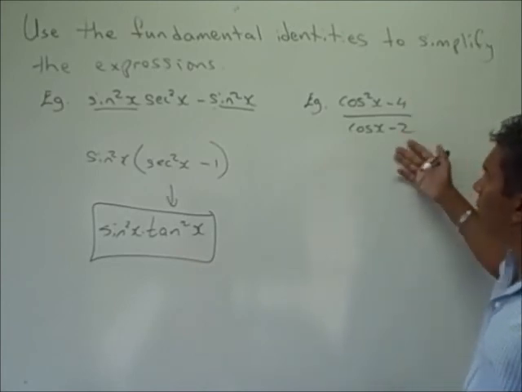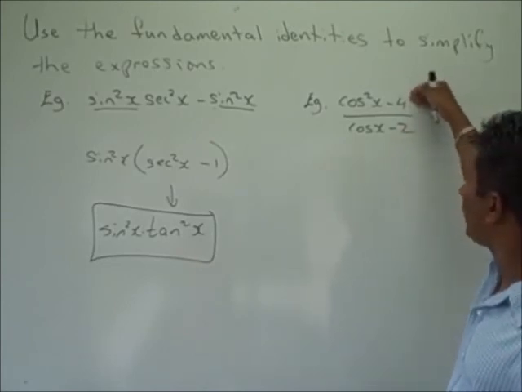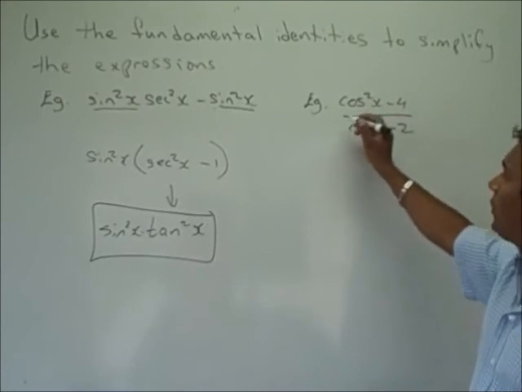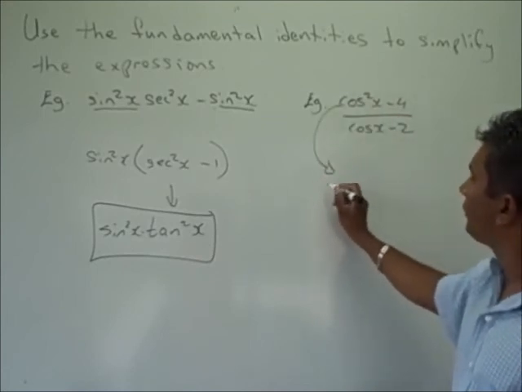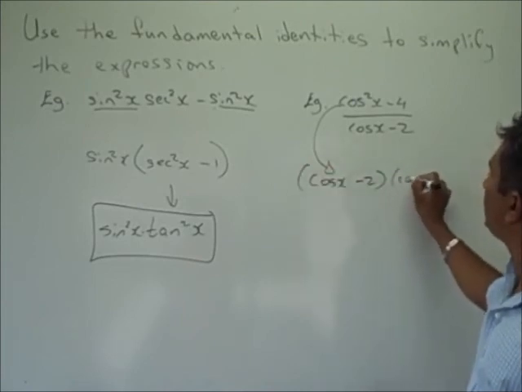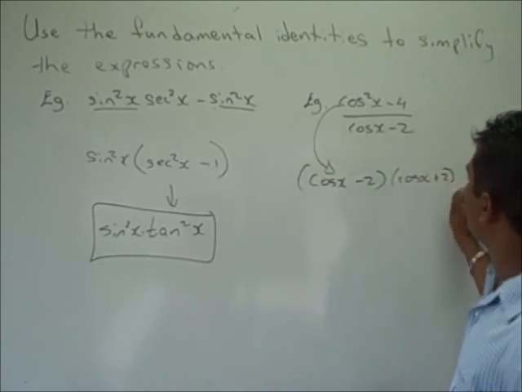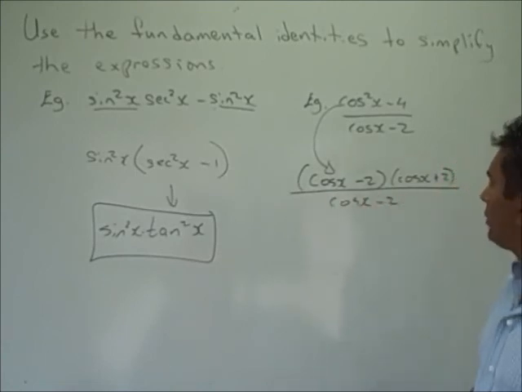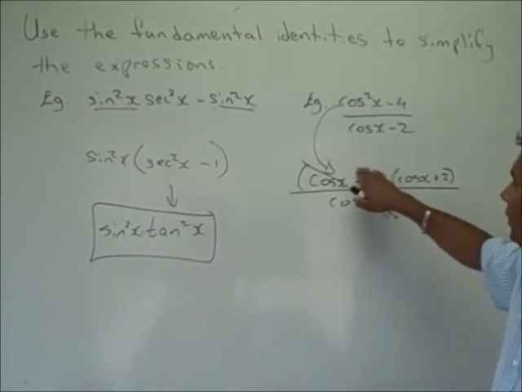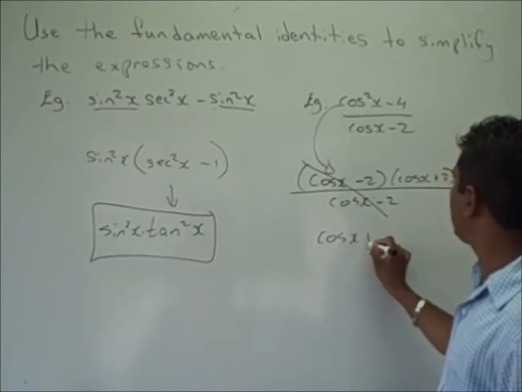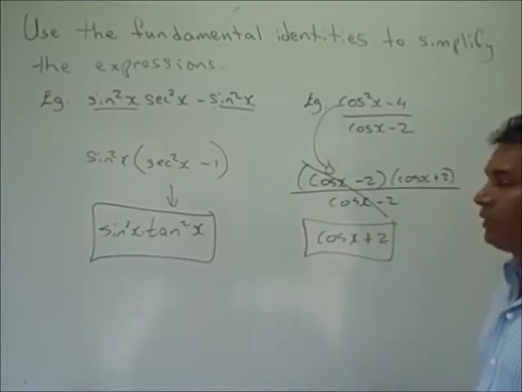Here we have a binomial over a binomial. Our numerator is cosine squared x minus 4. Both terms are perfect squares, so this is a difference of two squares. We can factor the numerator, which gives us cosine x minus 2 times cosine x plus 2. And this is all over cosine x minus 2. We can see from this that our cosine x minus 2 will cancel with our denominator, which leaves us with cosine x plus 2 as our simplified answer.